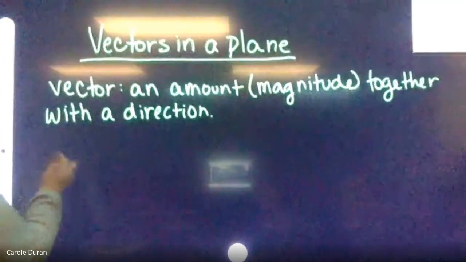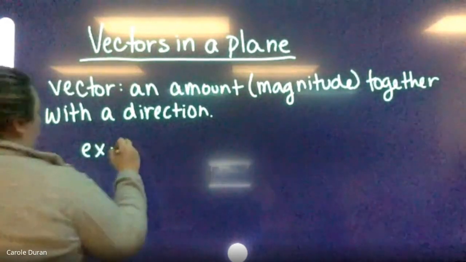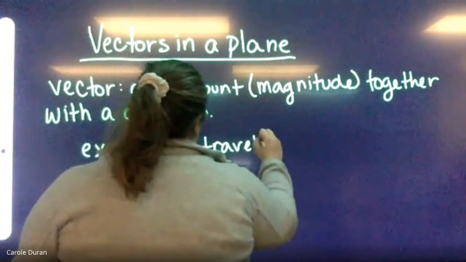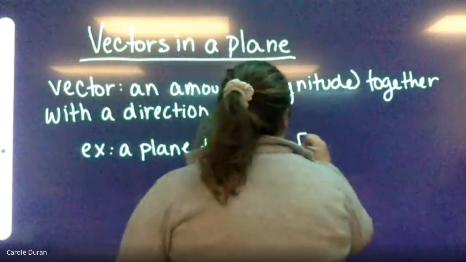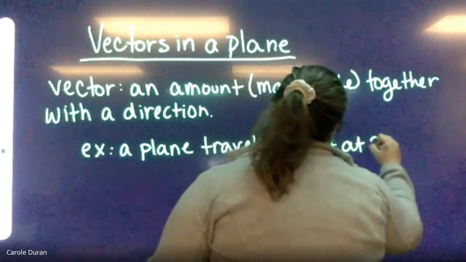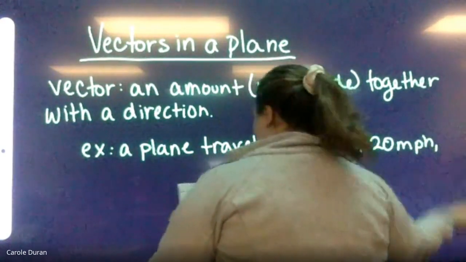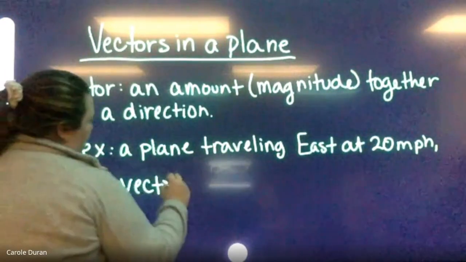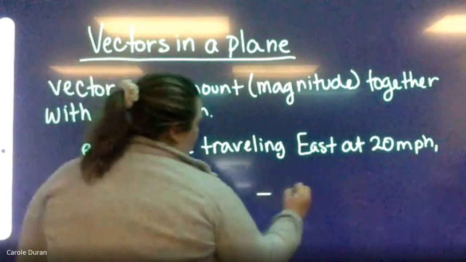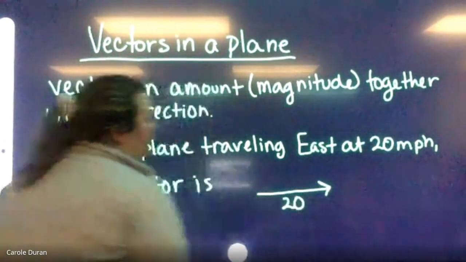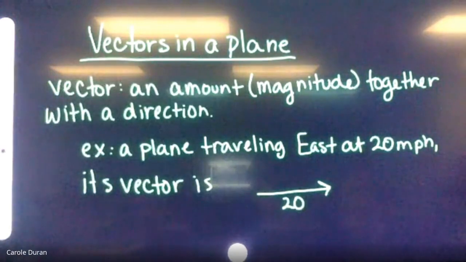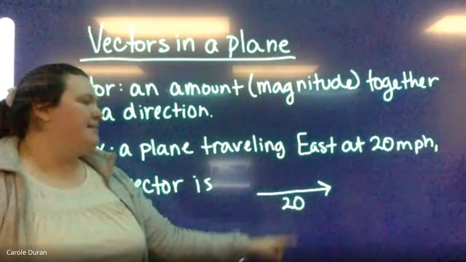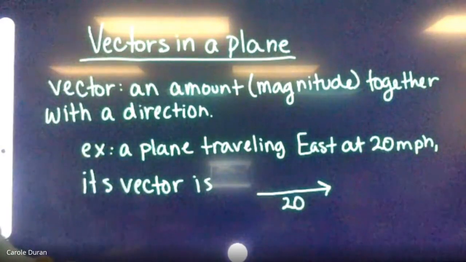For example, if we have a plane traveling east at 20 miles per hour, its vector would point in the direction and would have a magnitude or a length of its speed. So the vector that represents this plane would point east and has a length of 20 since that is the speed of the plane.